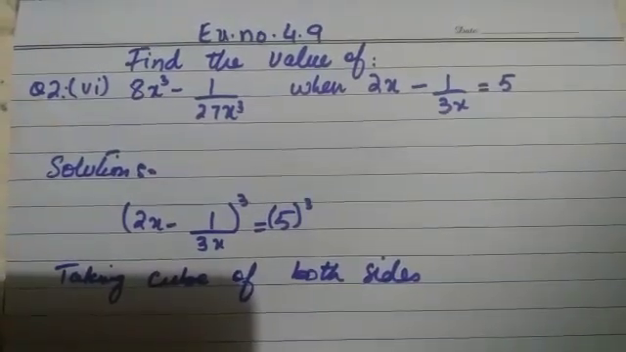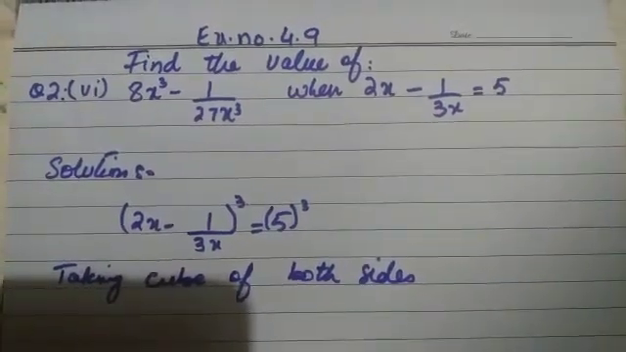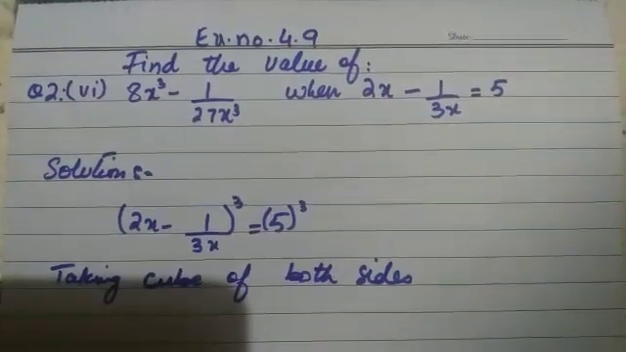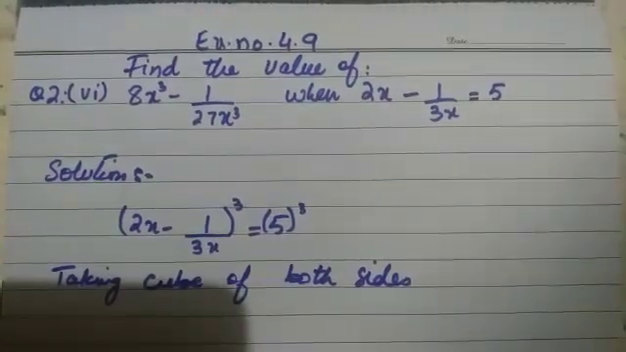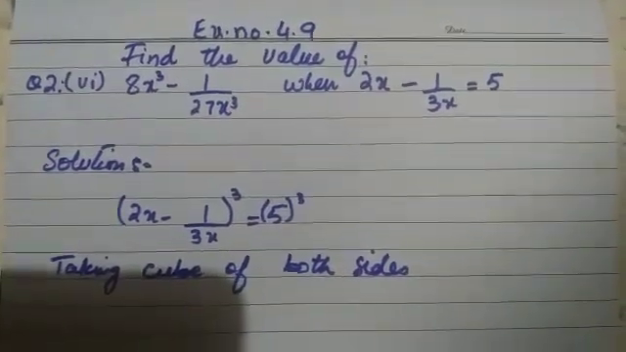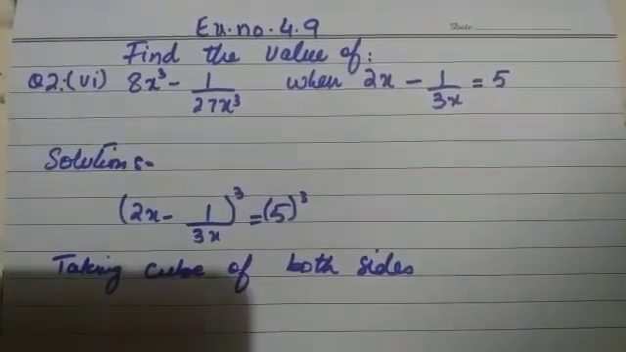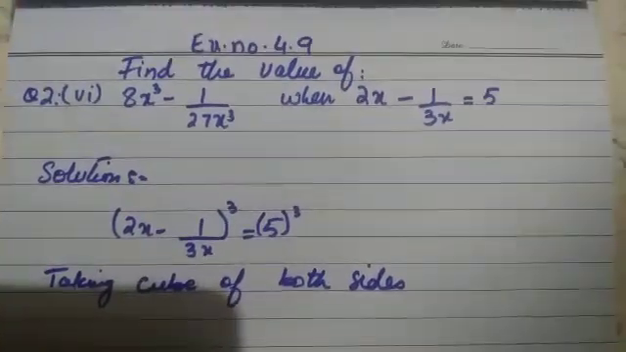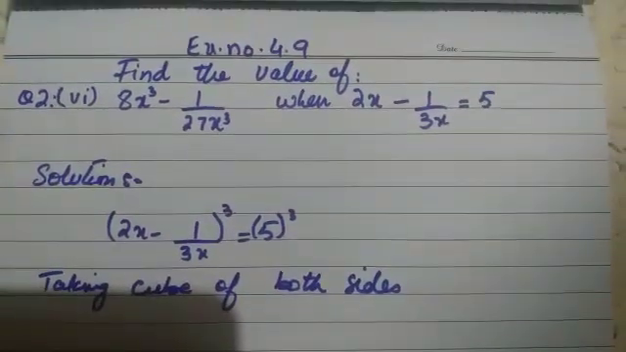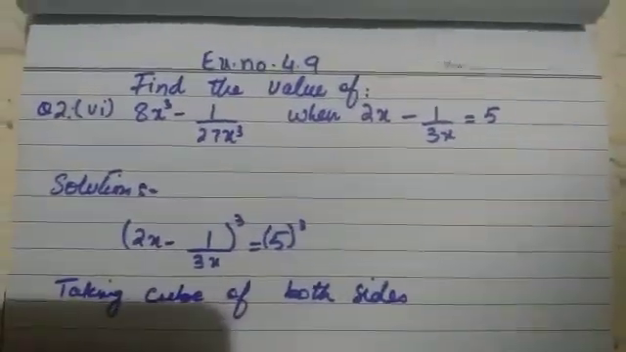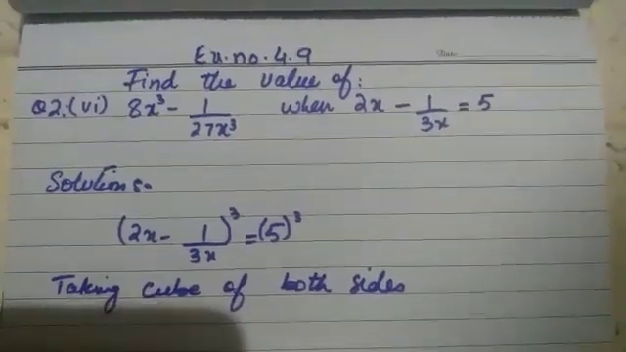So we are taking the part 2x minus 1 upon 3x is equal to 5, and then after writing it in the solution, we are taking the cube of both the sides, left side as well as right side. By taking the cube on both the sides, let's see what do we get on the left side and right side.